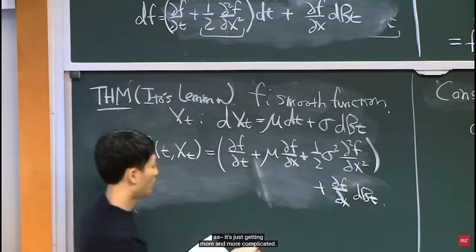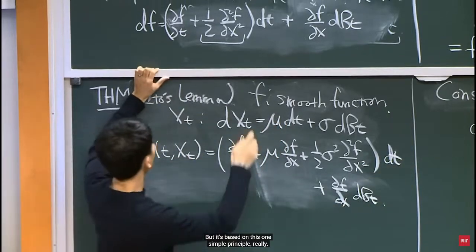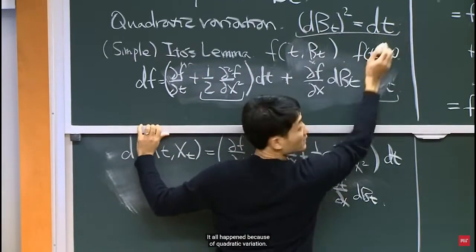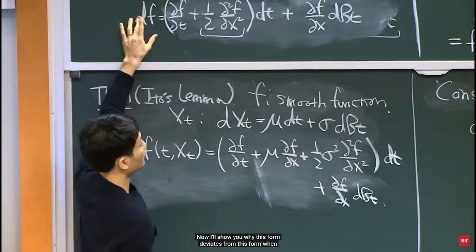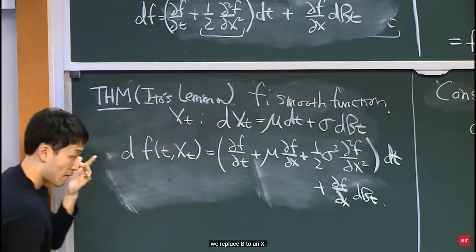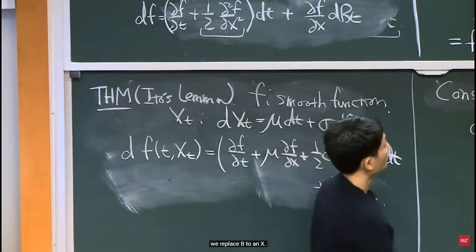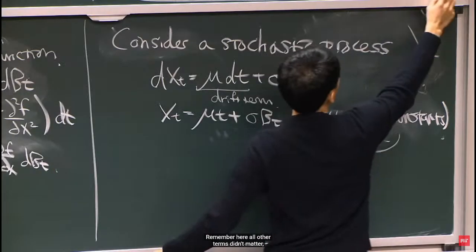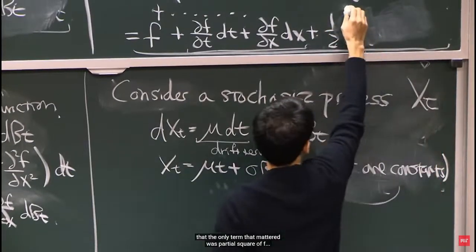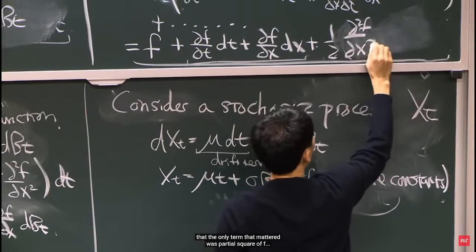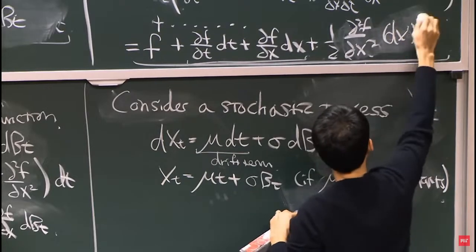It's just getting more and more complicated. But it's based on this one simple principle, really. It all happens because of the quadratic variation. Now I will show you why this form deviates from this form when we replace B with an X. Okay? So remember here, all other terms didn't matter. But the only term that mattered was the partial squared of f over partial x squared times dx squared. Okay?